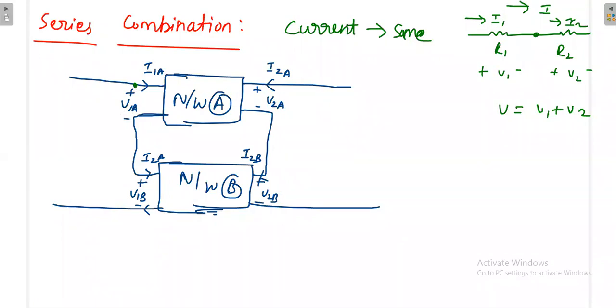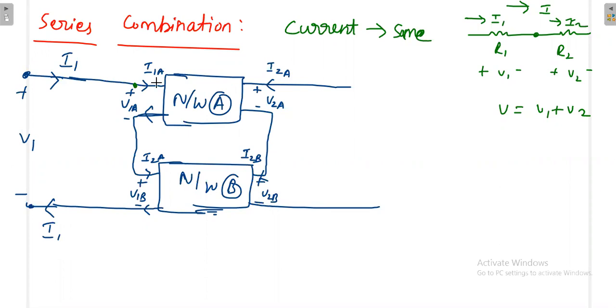For any network, if I1A current is entering, then it has to leave. It has to leave in this way, then it comes like this, and goes like this. With respect to both networks, I will call this voltage V1 and this current I1. If I1 current is flowing here, definitely I1 current has to flow this way. Then only you will get I1 here.